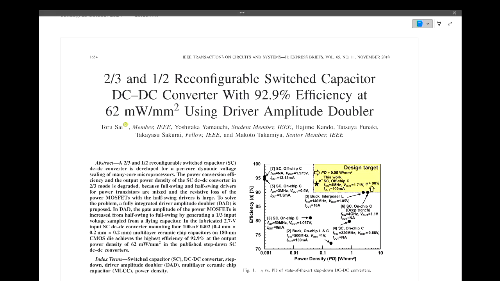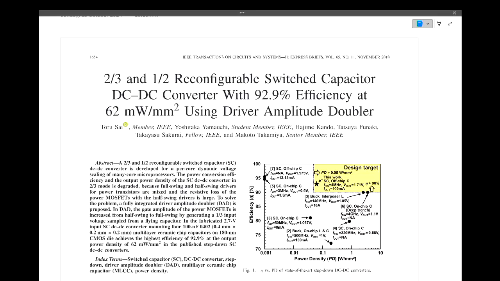In this paper, an IVR with efficiency over 90% and power density over 50 milliwatts per millimeter squared is required. And this design is based on a 180 nanometer CMOS process and 100 nanofarad multi-layer ceramic chip capacitors, which is MLCCs.